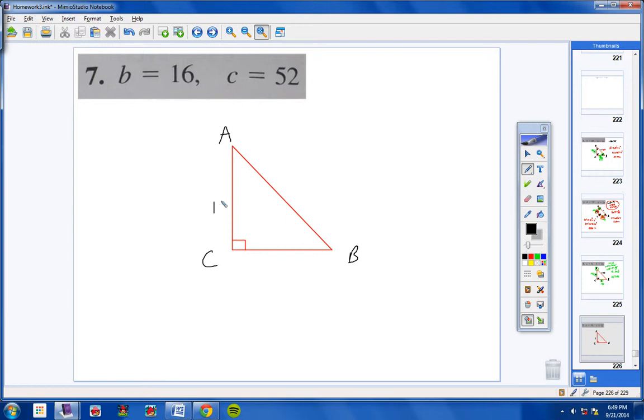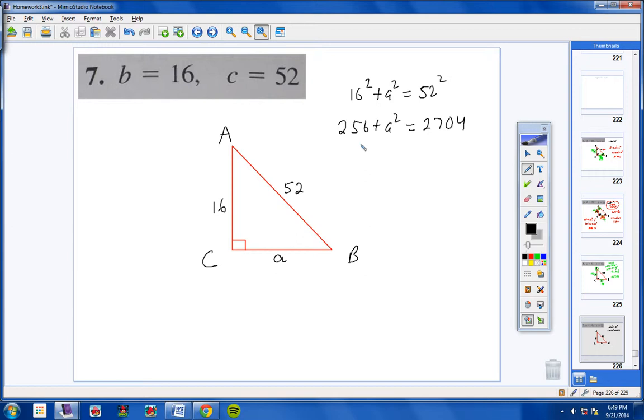Side B is going to be 16, side C will be 52. And so very quickly, let's solve for A using Pythagorean's theorem. Okay, so 16 squared plus A squared equals 52 squared. All right, 16 squared would be 256, and 52 squared would be 2,704. So we have 256 plus A squared equals 2,704.